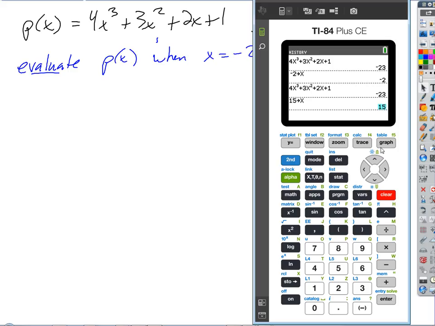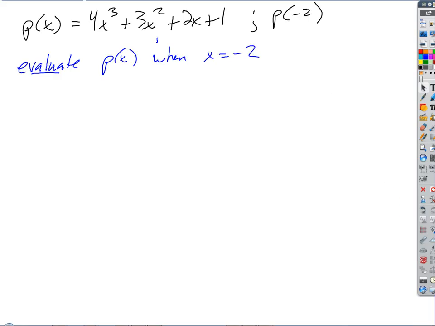But the one we want is that one, right? So we wanted the value we get when we plug in -2. That's a pretty easy way to do it if you have a graphing calculator. If you don't, I'm going to show you another shortcut. Another thing we can do is what's called synthetic substitution. So that's what I'm going to show you first here.